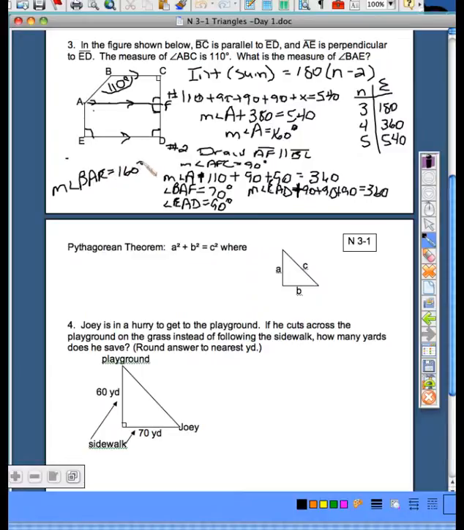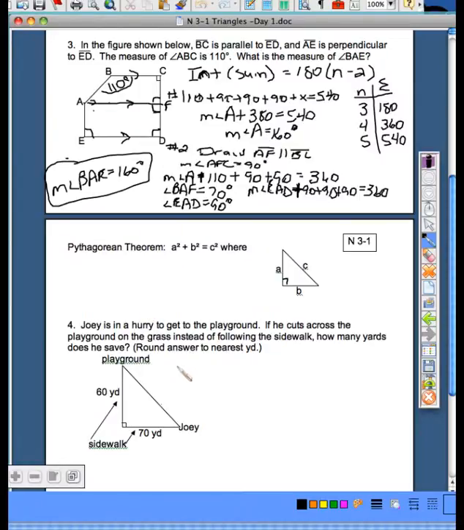Okay. It's easier if you remember this formula for the sum of interior angles, but you may or may not know that. Okay, now the Pythagorean theorem on a right triangle. Remember that has to be a right triangle. C is always the longest side, the hypotenuse. We have a squared plus b squared equals c squared.